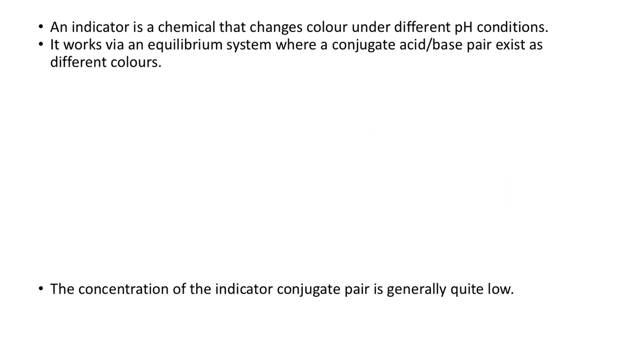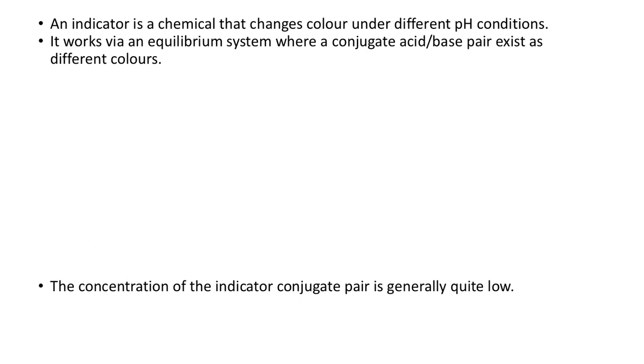An indicator, and we actually dealt with a couple of indicators last year as well, but this is a more technical definition. It's a chemical that changes color under different pH conditions. It works via an equilibrium system where a conjugate acid-base pair exists as different colors. So what does that mean?